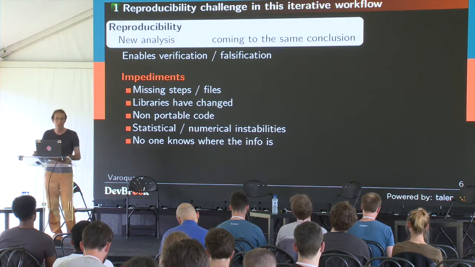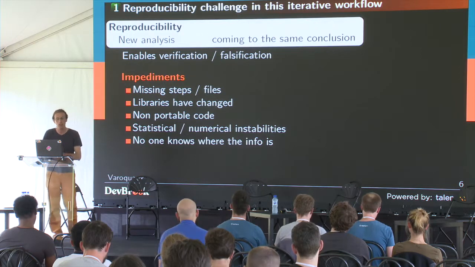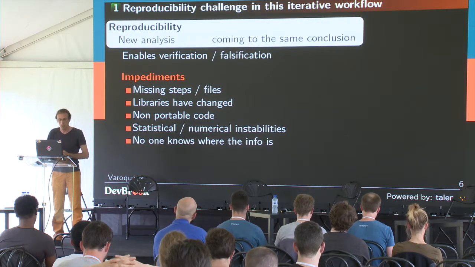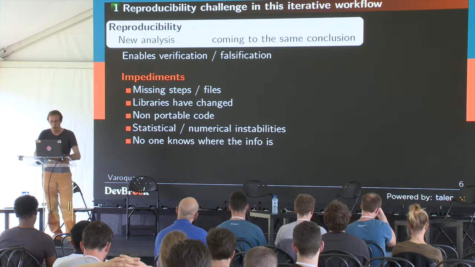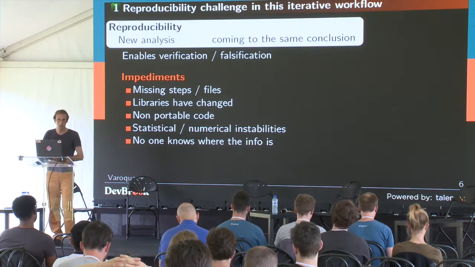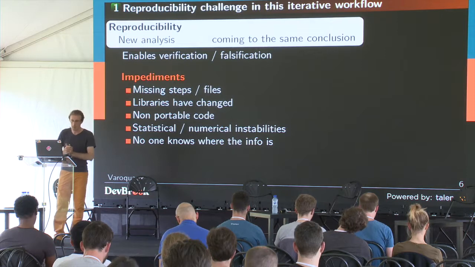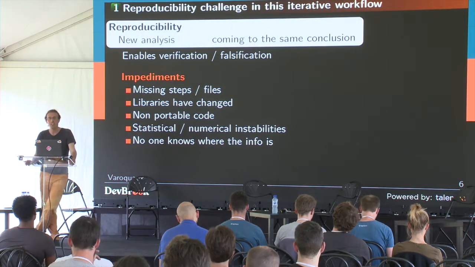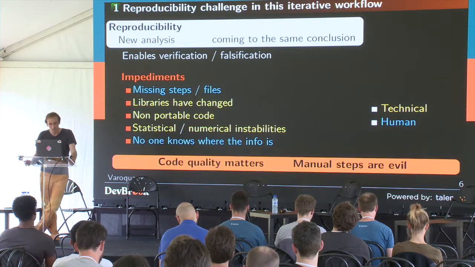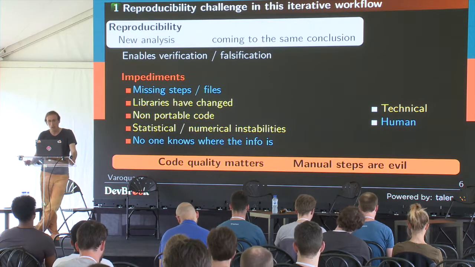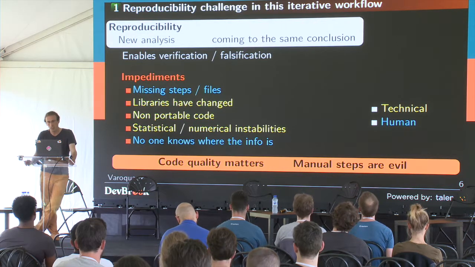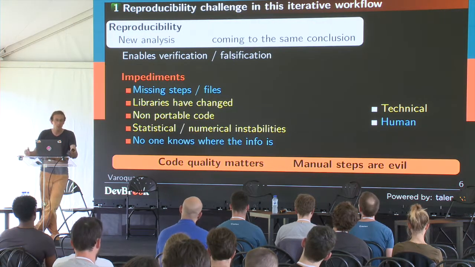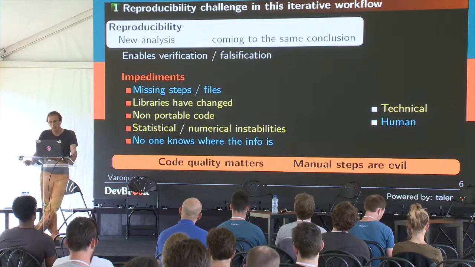We might have libraries that change. That's a fairly standard problem of software in general. We might have non-portable code, standard problem. We might have statistical instabilities or numerical instabilities. That's maybe a bit different in real life. No one knows where the information and the data is. That's very common. So we've got a mix of technical and human problems. And I guess my conclusion on this is that code quality does matter and that manual steps are evil, even though when you work to develop intuitions, manual steps are necessary.